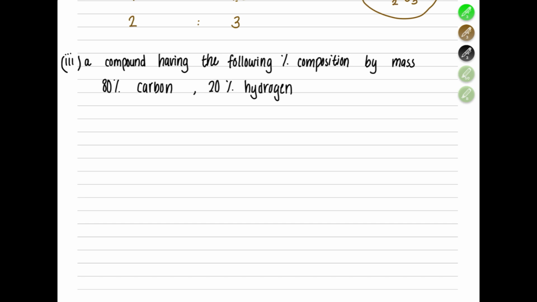Alright, now we have another example. Can you try to do this first? A compound having the following percentage composition by mass: 80% carbon and 20% hydrogen. To find the empirical formula, we need the moles, but the mass is not given. Percentage is given, so we just divide by Mr, simple as that. This is going to be 80 divided by 12, whereas hydrogen is going to be 20 divided by 1. Now if you divide both of them by 6.67, you get 3 to 1.